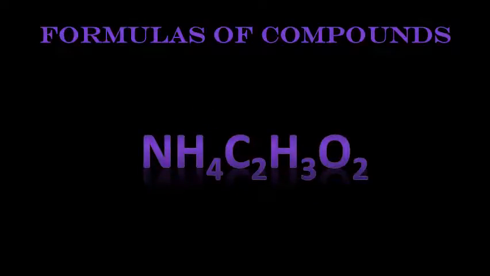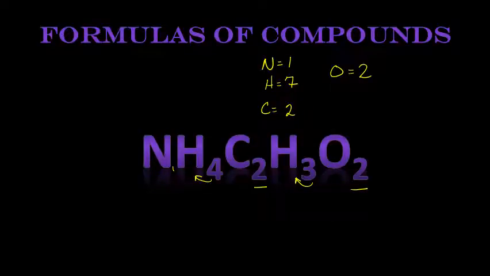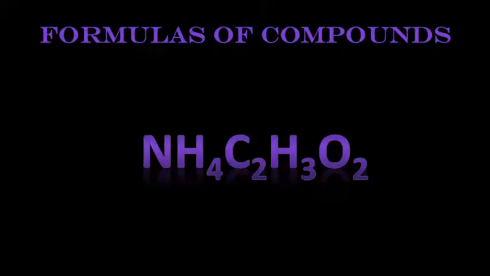Try this one. Oh, this one's bigger. So let's start with N. N is nitrogen. How many nitrogens are there? 1. Hydrogen. Be careful. How many hydrogens are there? There are 7. See, there's 4 hydrogens here, and there's 3 hydrogens there. So 7. How many carbons are there? Well, 2. And how many oxygens? 2. If you have any questions at this point, feel free to jot those down. I'll get to it when I can. Let's try another one.